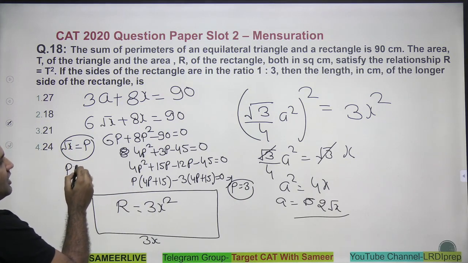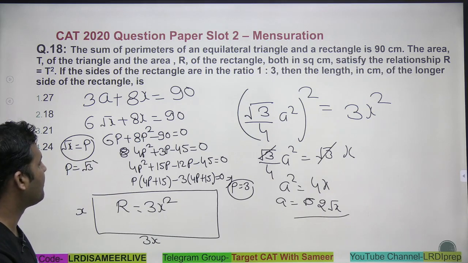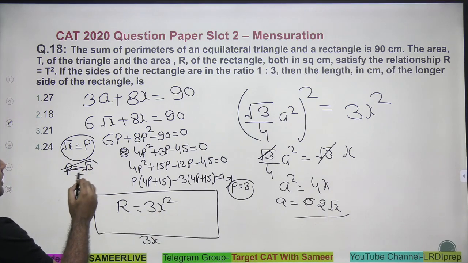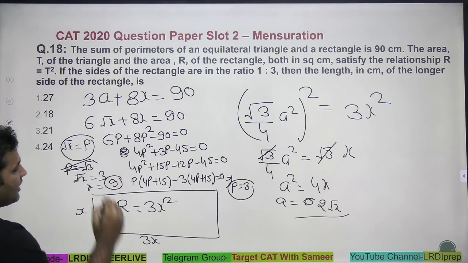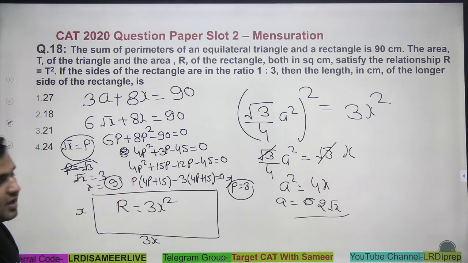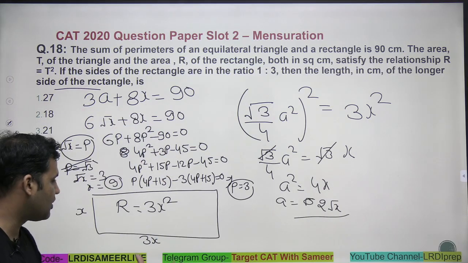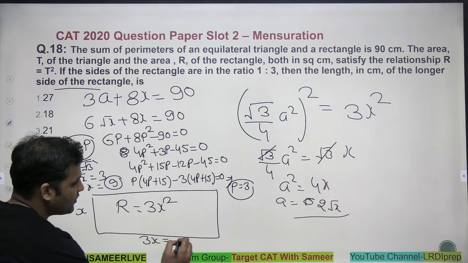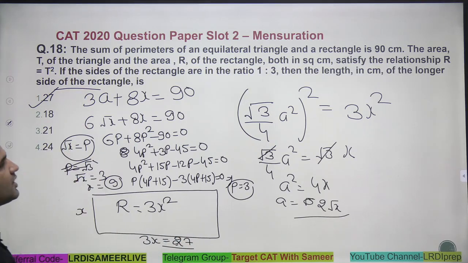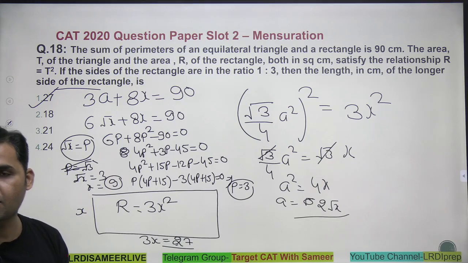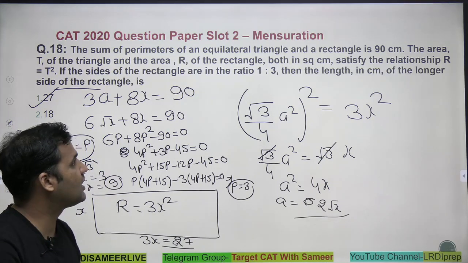So can I say p will be equal to root x. Now p is 3, so that means root x is equal to 3, so x will be equal to 3 square, that is 9. Now if x is equal to 9, I am supposed to find out the longer side of the rectangle. The longer side of the rectangle is 3x, so this will be equal to 27 centimeters. This was the only question in CAT 2020 Slot 2 which was a bit challenging. Otherwise the question is very, very easy.